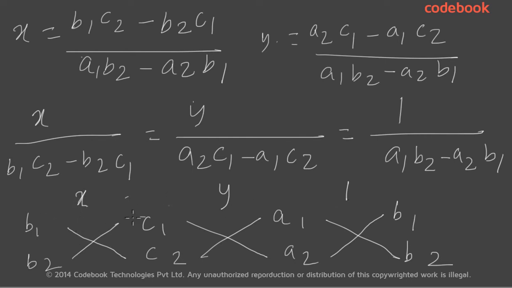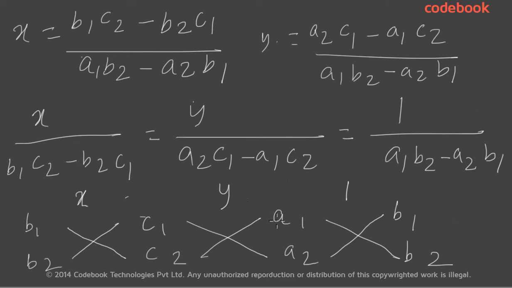So it is x by B1 C2 minus B2 C1 equal to y by C1 A2 minus C2 A1, which is nothing but A2 C1 minus A1 C2, is equal to 1 by A1 B2 minus A2 B1. So this is your cross multiplication of coefficients. This is why this method is called the cross multiplication method.